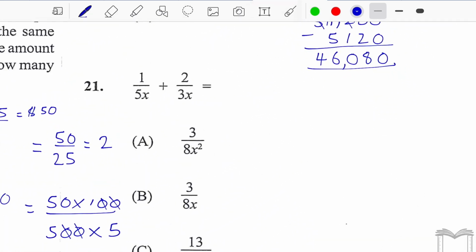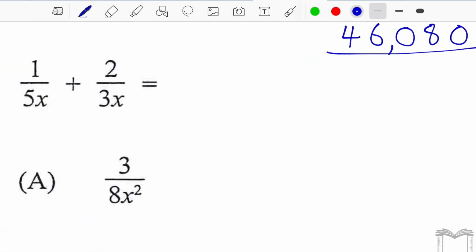Number 21. So we are adding two fractions, two algebraic fractions. So let us first find the LCM.